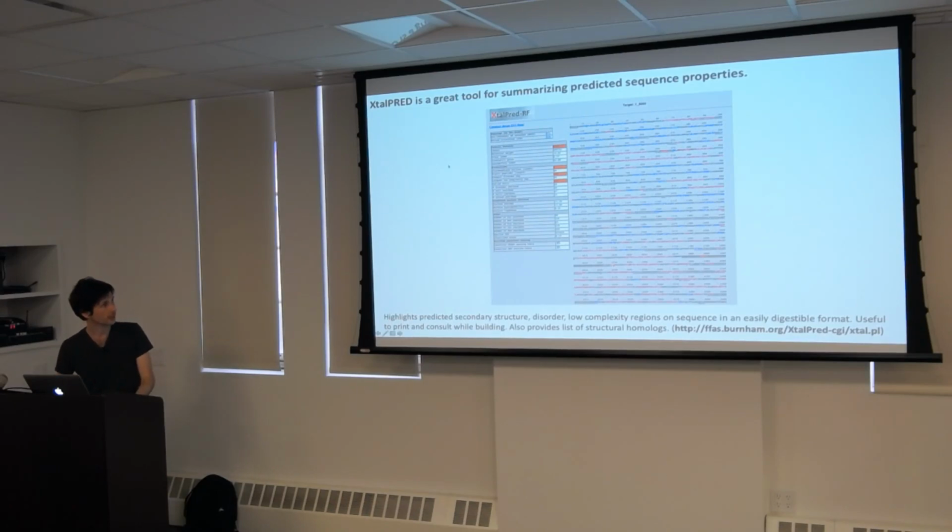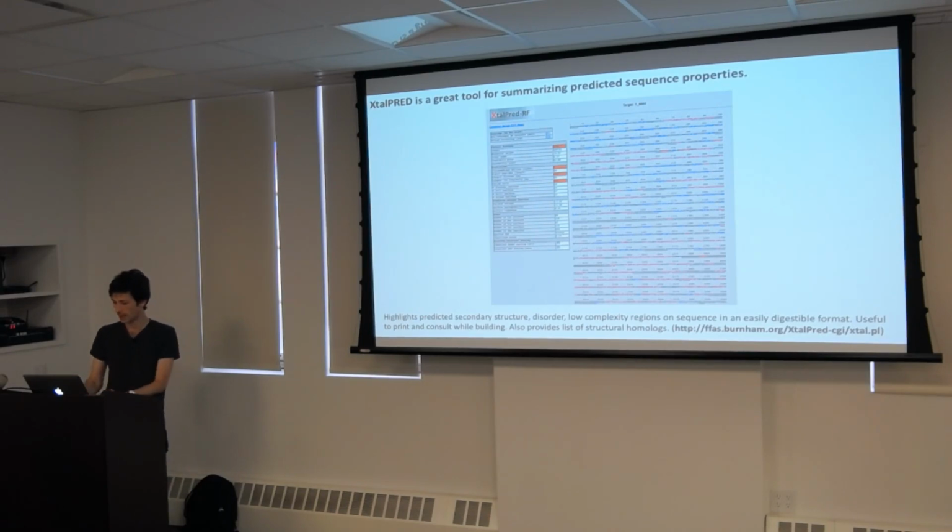So you can see here all the regions that are strongly predicted to be alpha helical are highlighted in red. Those that are strongly predicted to be beta sheet are highlighted in blue, and predicted disordered regions are underlined. And predicted transmembrane helices highlighted in yellow, although there are none here.